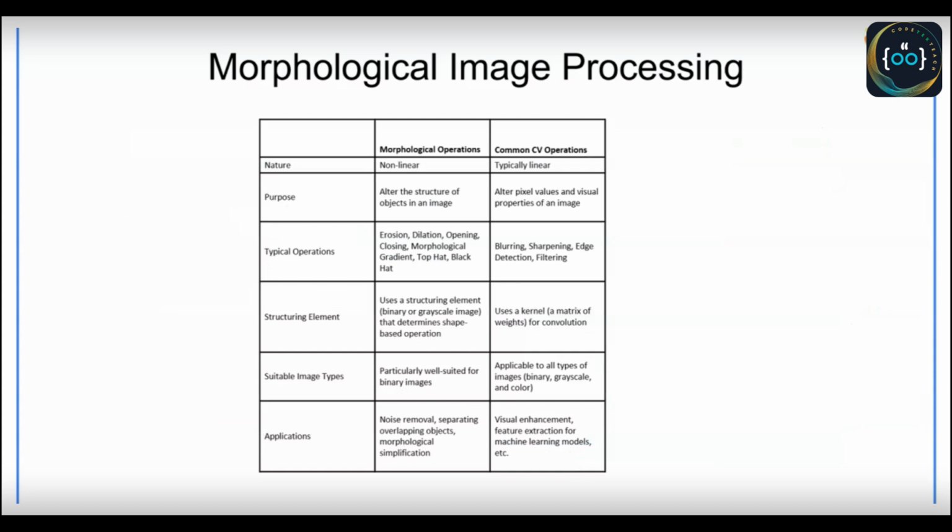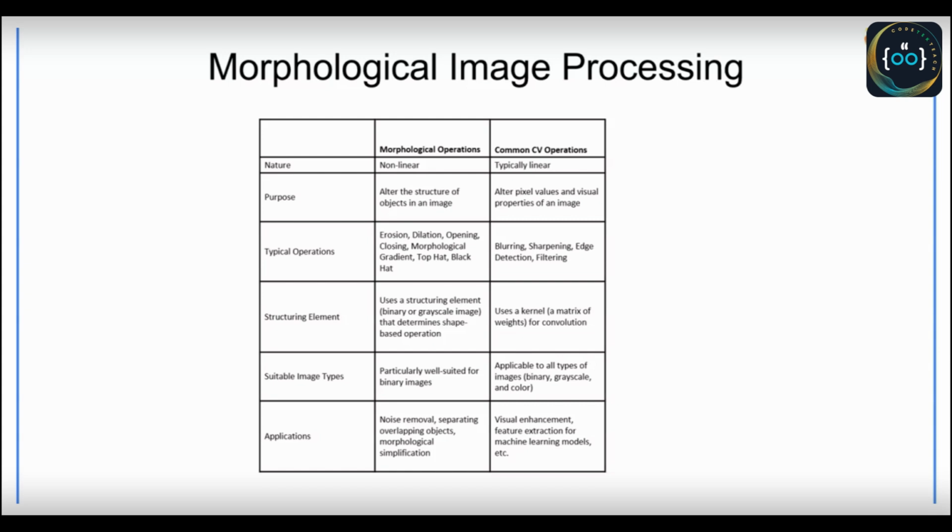This summarizes the key differences between morphological operations and common computer vision operations. Morphological operations are non-linear operations that process an image based on its shape. They focus on altering the structure of objects in the image. They typically involve operations such as dilation, which is expanding shapes, erosion, which is shrinking shapes, opening, which is removing noise and small objects, and closing, filling in holes and gaps.